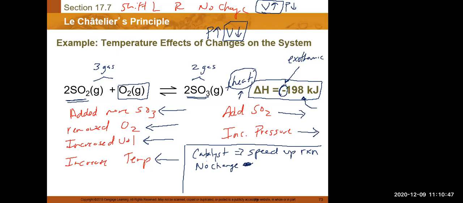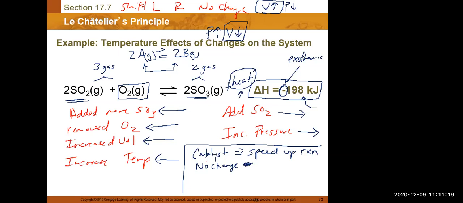Also, if you added, say, a noble gas, that would also cause a no change situation. And also, what would cause no change is what we had in that earlier example. Perhaps you had the same number of gas molecules on both sides, and you increase or decrease the pressure. In this case, because it's a tie, it would cause a no change situation as well. So those are 3 common ways you could get no shift to occur.